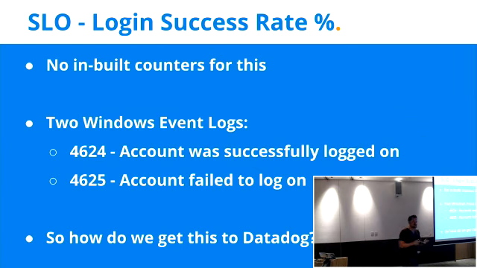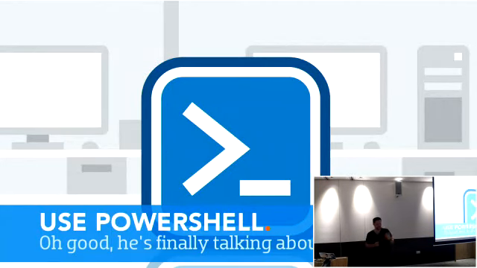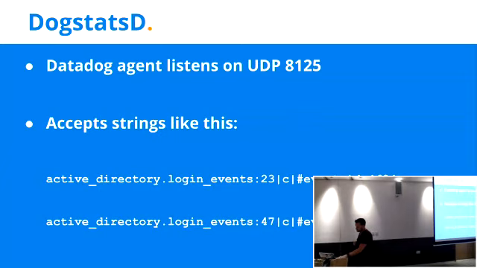So how are we going to get this information to Datadog? So of course, we're going to use PowerShell. So finally, I'm going to talk a little bit about PowerShell, this PowerShell conference. So what we're going to do is use a protocol called DogStatsD, which is based on a StatsD protocol.